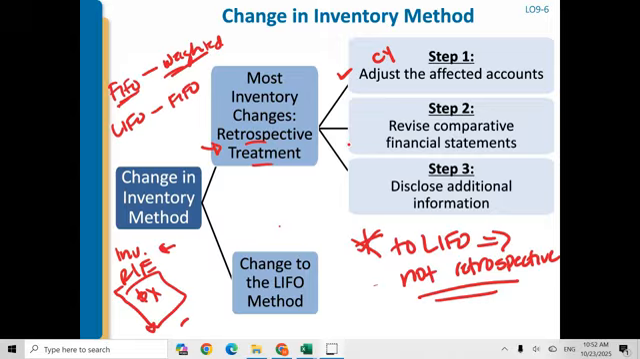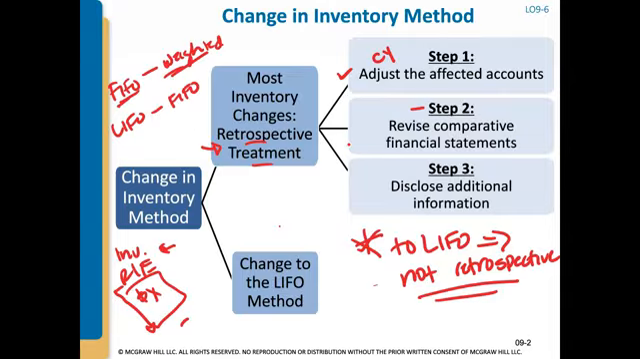What you need to do is the company needs to revise step two. They need to revise the comparative financial statements. So you have to look at the financial statements that they issued. When you issue financial statements, typically the balance sheet has 2 years' worth of information and the income statement has 3 years' worth of information.